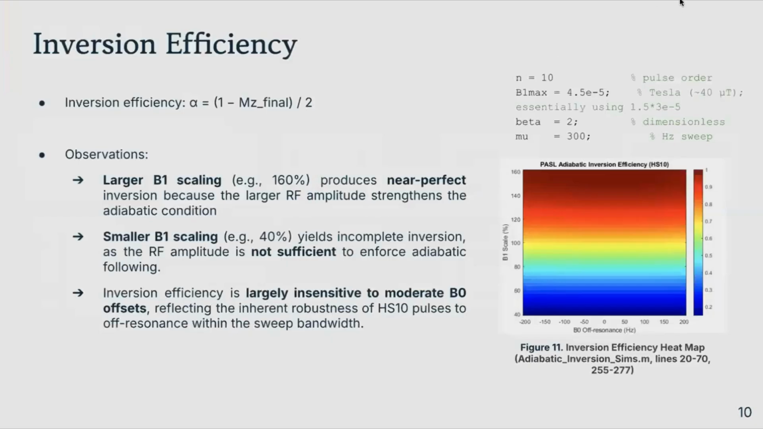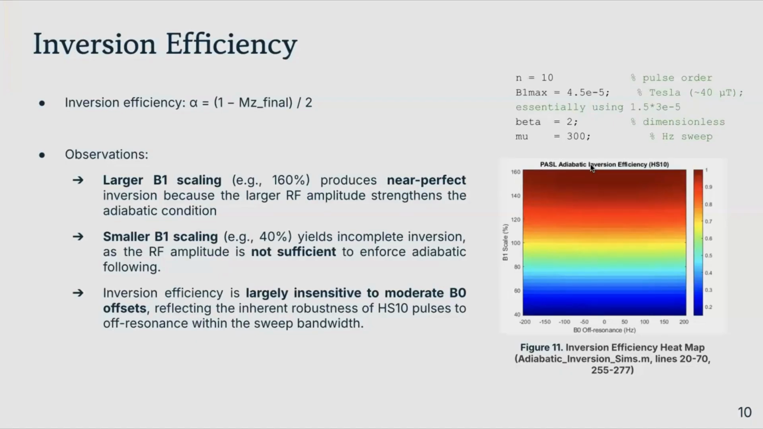For our experimental results, first we analyze the inversion efficiency under B1 and B0 variations. So here we use HS10, so pulse order of 10, and we defined inversion efficiency as alpha equals (1 minus the final longitudinal magnetization) divided by 2. So if Mz final is 1, then alpha equals 0, and the inversion efficiency is poor. And then if Mz final is -1, then alpha equals 1, and we get completely efficient inversion.